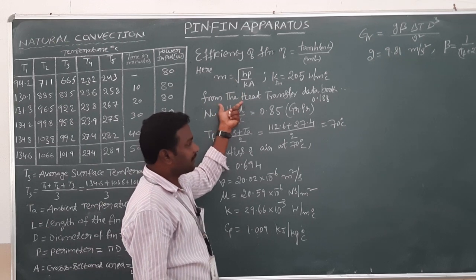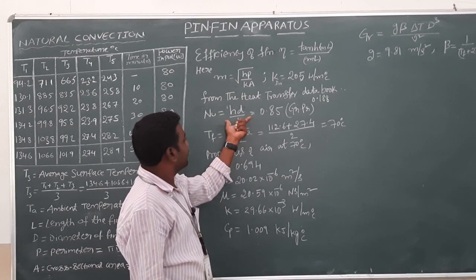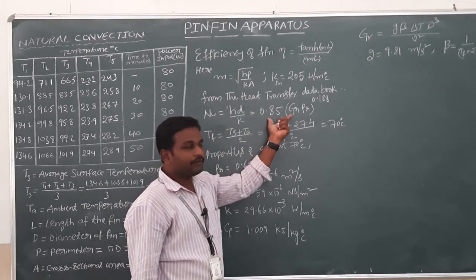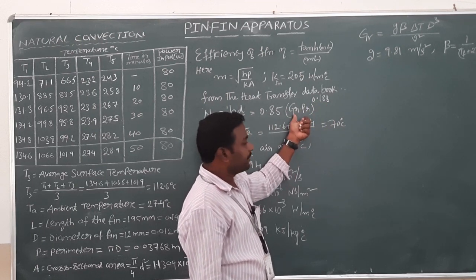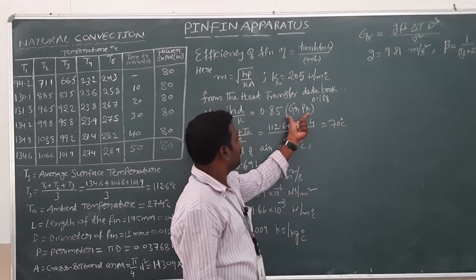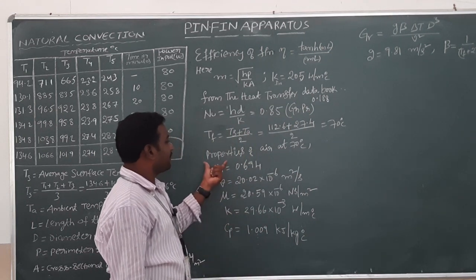From the heat transfer data book, the relation is considered for calculating the heat transfer coefficient value. hD by k equals 0.85 into (Gr·Pr) power 0.188. Here Gr means Grashof number and Pr means Prandtl number. To find out the Grashof number and Prandtl number, we need the properties of the air.